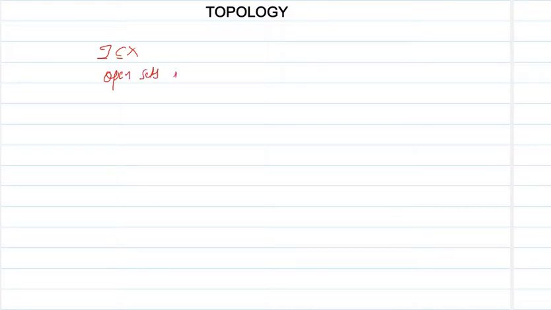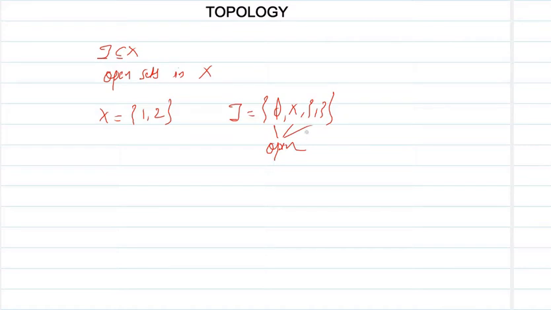Open sets in X. For example, if X equals the set {1, 2} and I define tau as phi, X and the singleton set {1}, this will satisfy all three properties of a topology and these sets are open. Phi, X and {1} are open in X. That means the members of tau are the open sets in X.